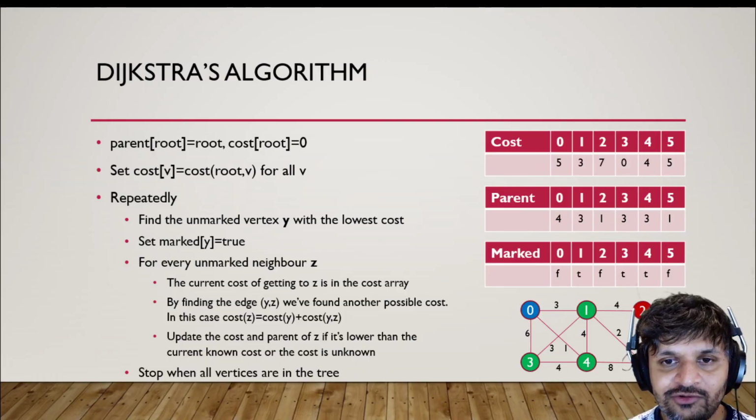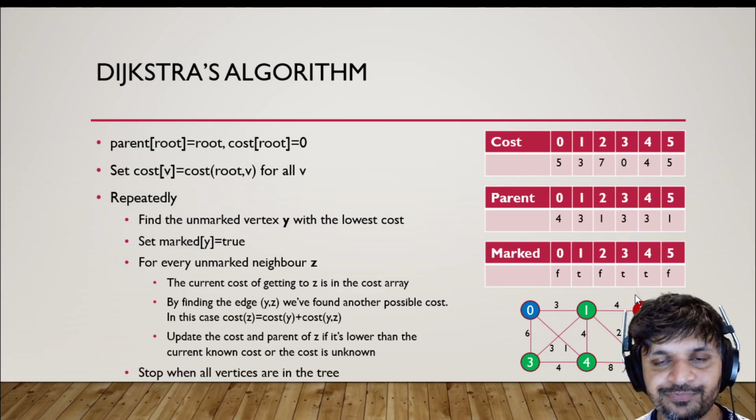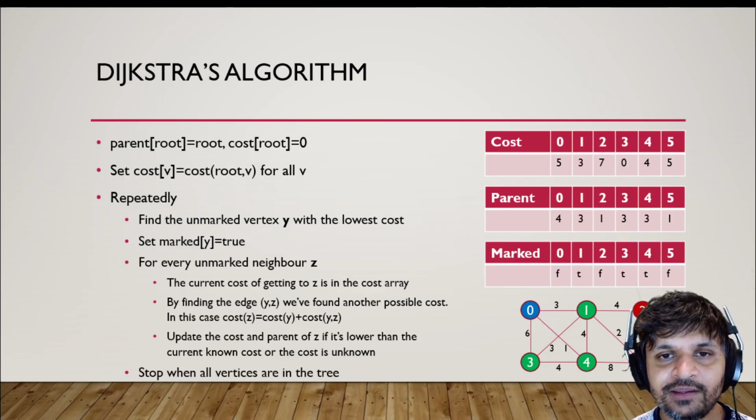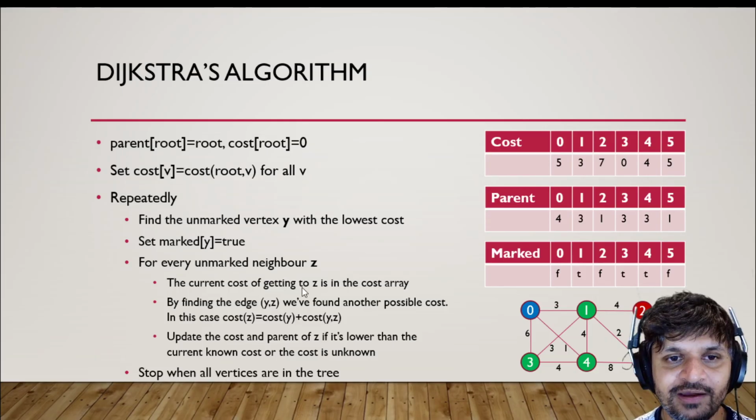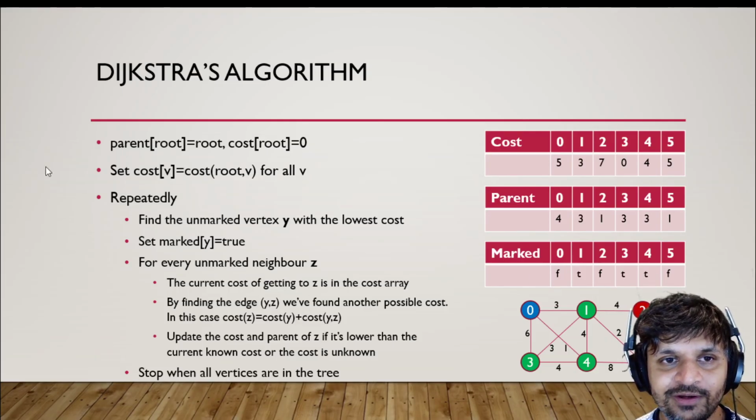For the other edge, which was 4, 5, my cumulative cost is the cost of getting to 4, which is 4, plus 8, which is 12. My current cost is 5. Since the new cost I found is 12, I don't update this because the one I have is cheaper. So I haven't found a cheaper path. That means I'm done with this for every unmarked neighbor, and I check are all vertices in the tree. Nope, so I go back to my repeat.